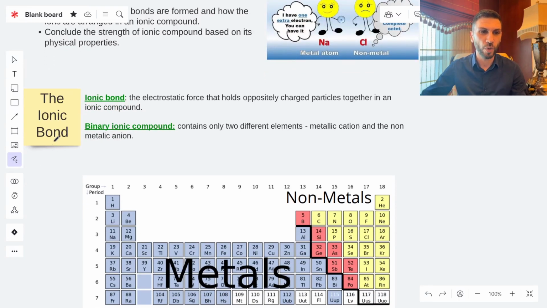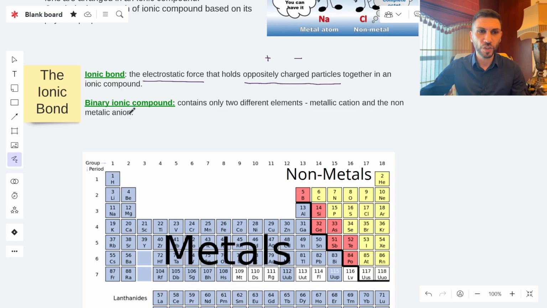What is the ionic bond? The ionic bond is the electrostatic force that holds oppositely charged particles together in the ionic compound. So we need to understand what the oppositely charged particles are. It means that one of them should be positive and the other one should be negative, and the force between them is an electrostatic force.